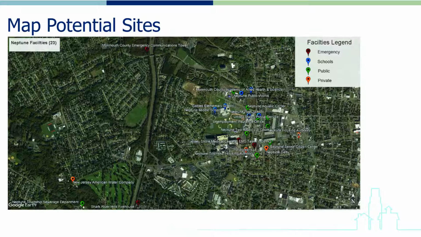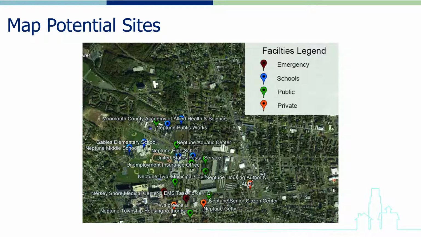Pictured here are the 23 preliminary sites identified for the Neptune microgrid. The names of each facility or complex have been included, and each site has been preliminarily classified according to 4 general categories: emergency, schools, public, and private. The map was generated using Google Earth, and the categories chosen are a very general first cut, mostly to help the internal stakeholders better visualize where certain types of facilities are located. Different categories can be used and may vary according to the specific needs of the municipality where the microgrid is located.